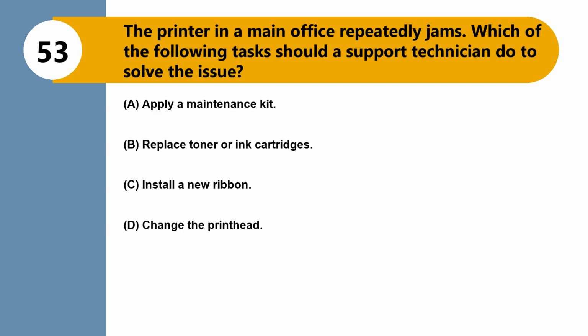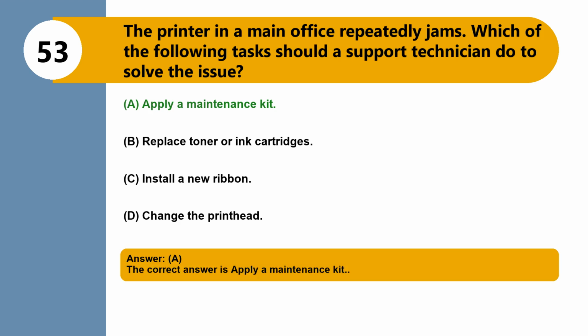Question 53. The printer in a main office repeatedly jams. Which of the following tasks should a support technician do to solve the issue? Option A, apply a maintenance kit. Option B, replace toner or ink cartridges. Option C, install a new ribbon. Option D, change the print head. The correct answer is option A, apply a maintenance kit.